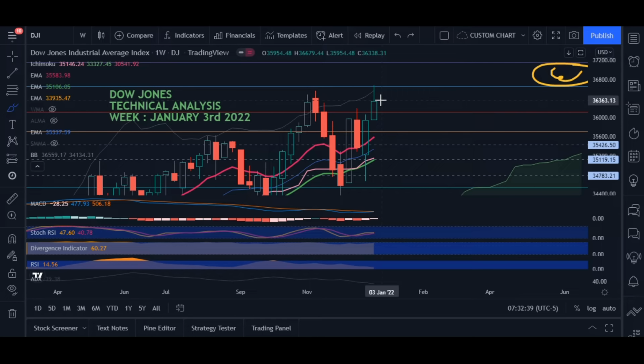Then we have stock RSI. Stock RSI is bullish because the K channel is around 48 and the D channel is around 41. Okay, stock RSI is bullish. Then we have divergence. Yes, so divergence is increasing. That is good, because when the divergence hits the historical levels, then the market will come down.